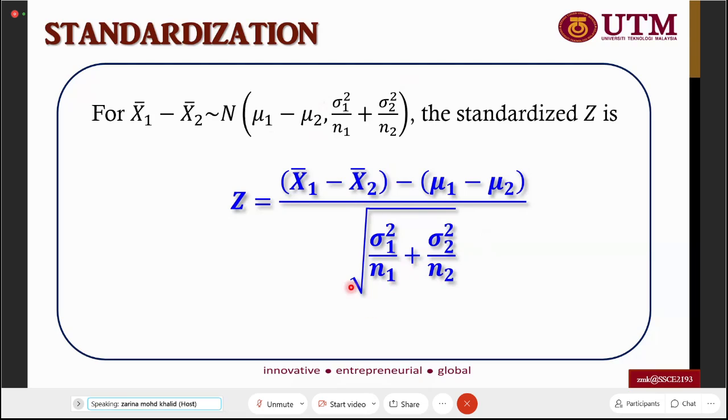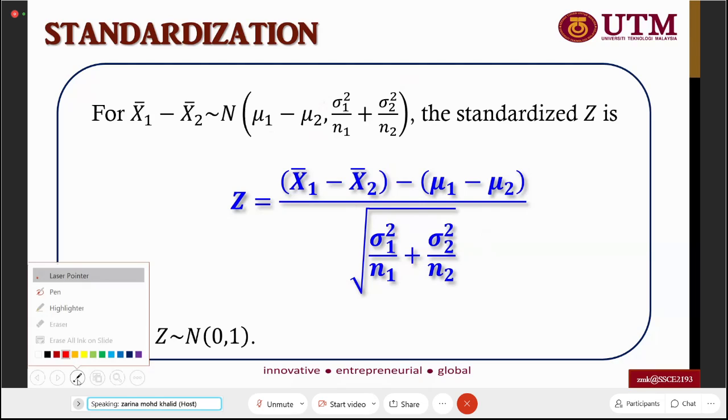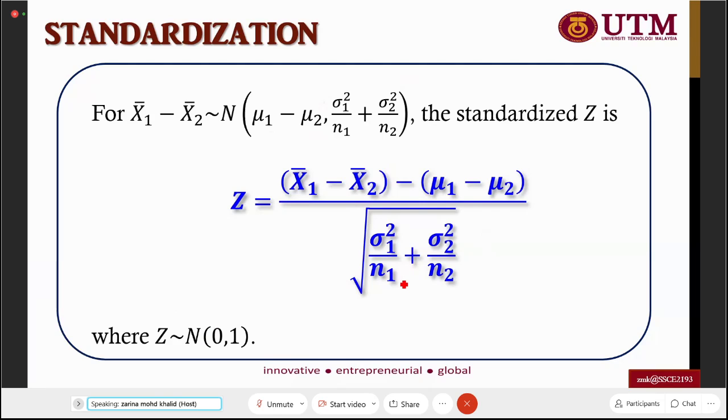You need to be very careful. So we know Z is normal with mean 0 and variance 1. Can I ask you, is this the same as sigma 1 over square root of n1 plus sigma 2 over square root of n2? What do you think?